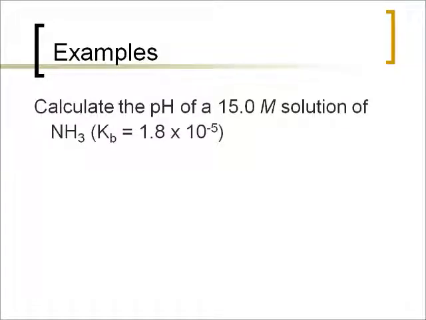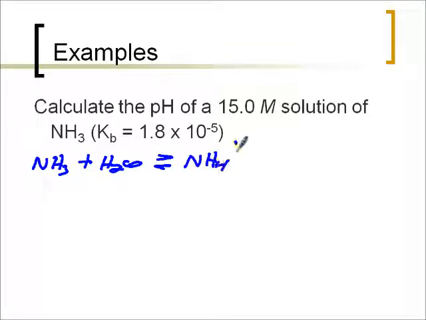Okay, so NH3 is definitely a weak base. It is not any of the strong bases that we had to memorize, so I'm definitely going to have to ICE this. So NH3 plus water, and it's going to form an NH4 positive plus hydroxide. And I'm going to ICE this.